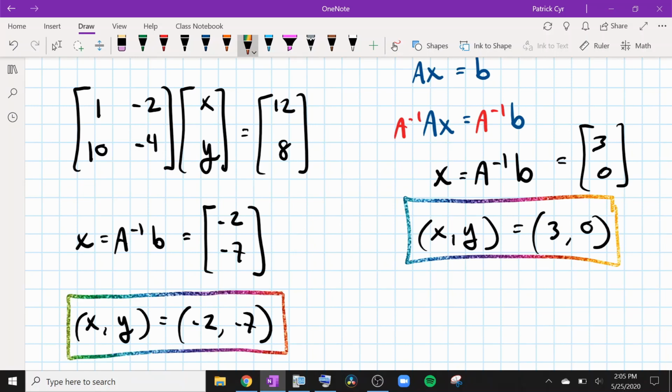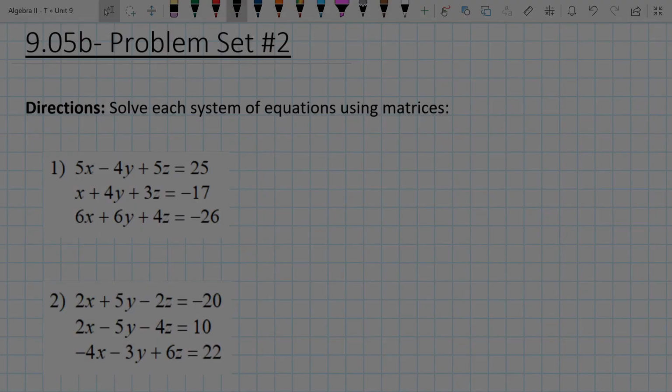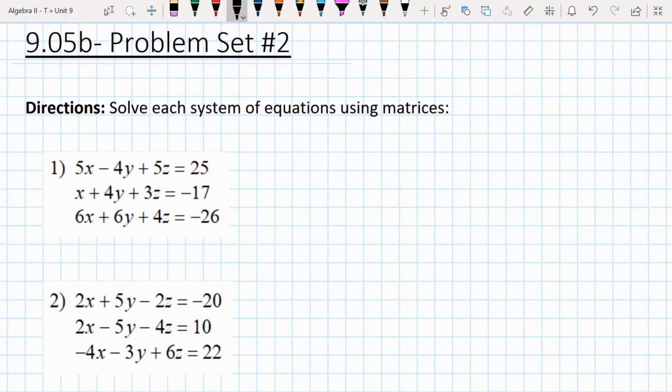Okay, let's move on to problem set 2. Here we have two 3 by 3 systems of equations. Remember, what we could do here, like we did at the beginning of Unit 9, is we can use elimination or substitution to try and solve this. But the calculator is really going to be a good shortcut. So using that knowledge of matrices and the use of the calculator to help us out here is going to be probably the easiest way to approach these types of questions.